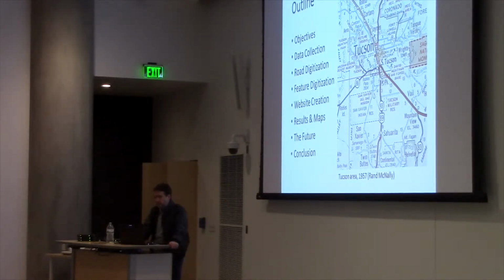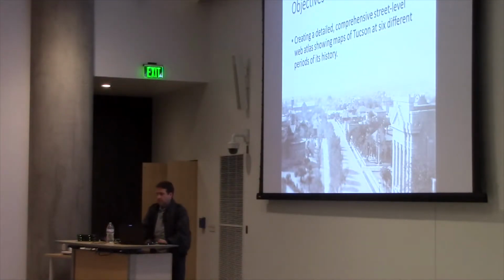So here's a nice little map of Tucson, 1957, to give you some context. So the objective of my project was to create a detailed, comprehensive, street-level web atlas showing maps of Tucson at 6 different periods of its history.